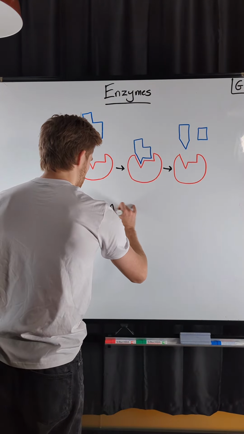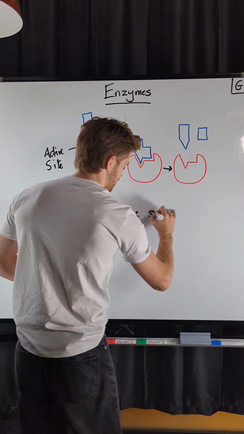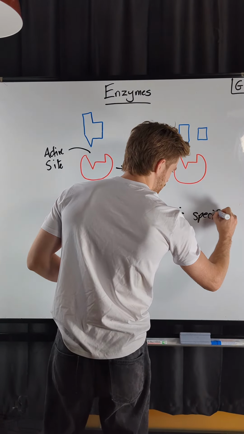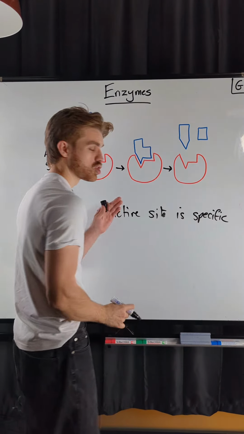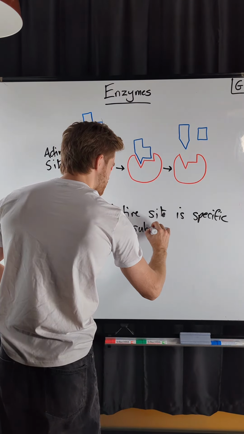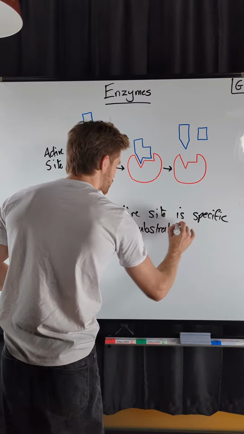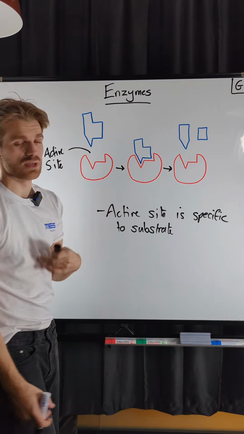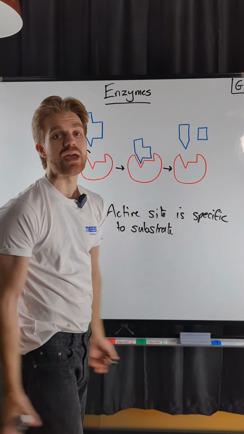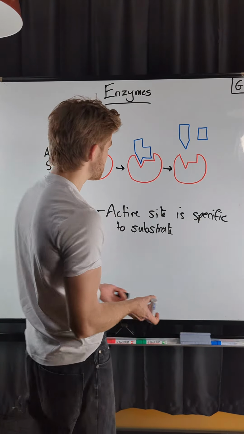So the first thing we want to say, the active site is specific to the substrate. The substrate is what the enzyme is breaking down. So here our blue molecule is the substrate. Starch, proteins, lipids, they would be examples of substrates.